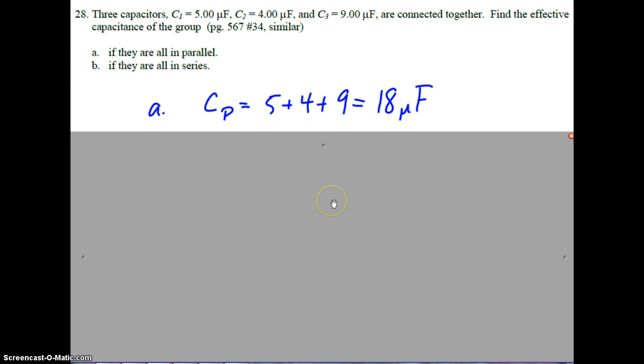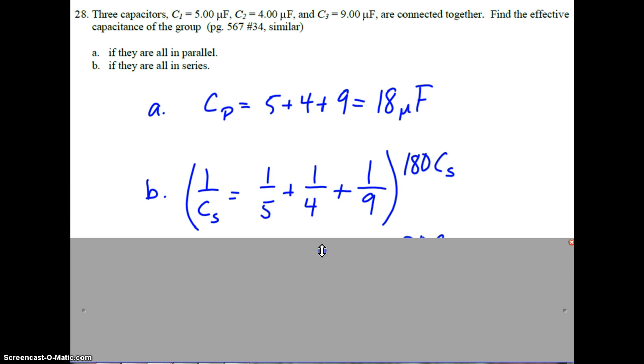Well, in parallel is the easiest because all you do is add them together. So 5 plus 4 plus 9 is 18 microfarads. For B, we have to do the reciprocals of the individuals and add them, and that equals the reciprocal of the total. So 1 over CS equals 1 over 5 plus 1 over 4 plus 1 over 9.